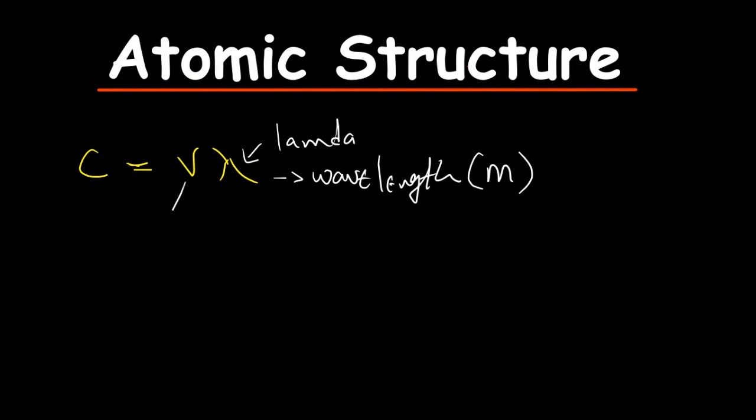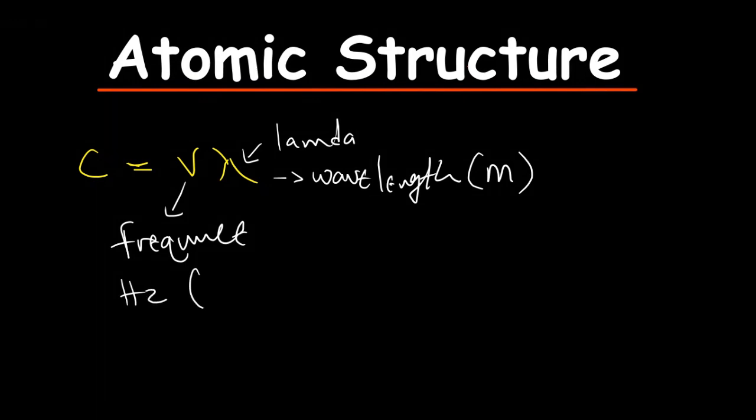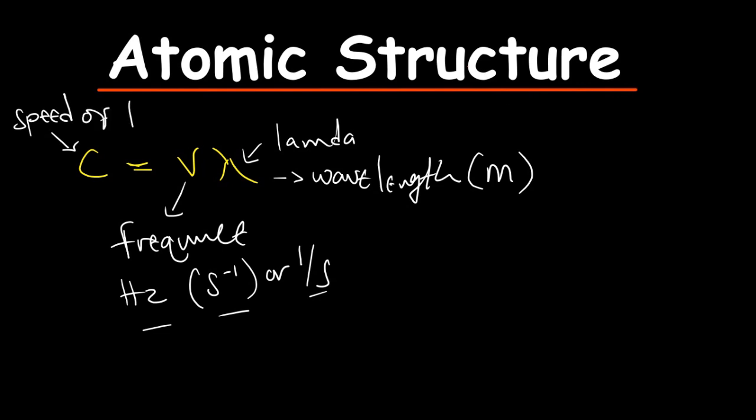This one that looks like a V is frequency. Frequency is measured in hertz, or seconds to the power minus 1, or you can say 1 per second. Whenever you see these units, just know that they are talking about frequency. And this c indicates the speed of light.